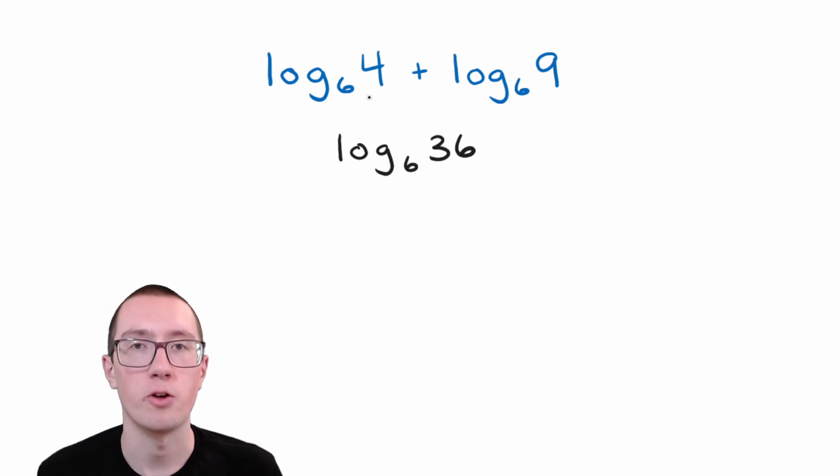Now this was kind of hard to solve before because log base 6 of 4 and log base 6 of 9 are going to give you completely random numbers if you put them in a calculator. But now that we've combined them, we see we have log base 6 of 36.